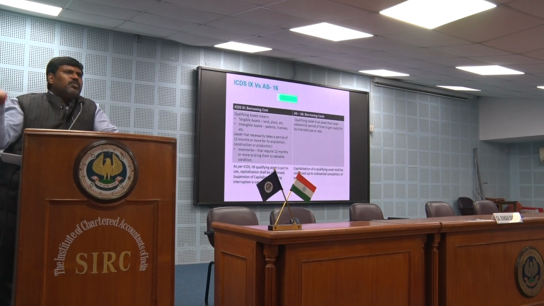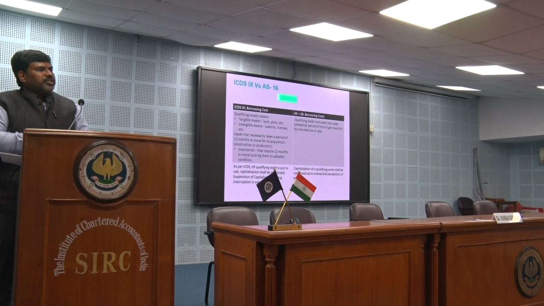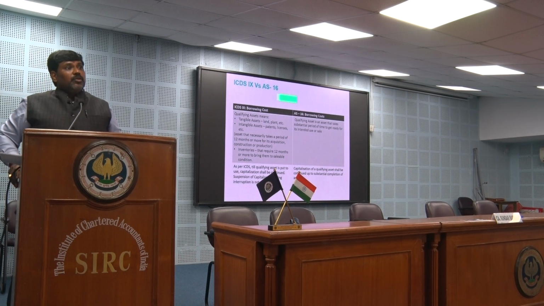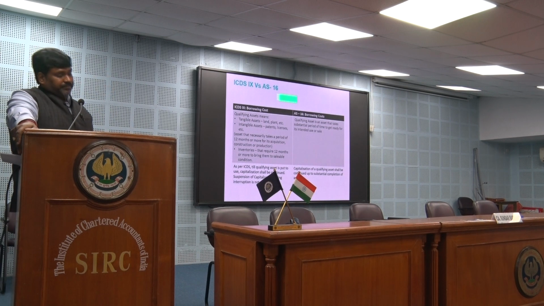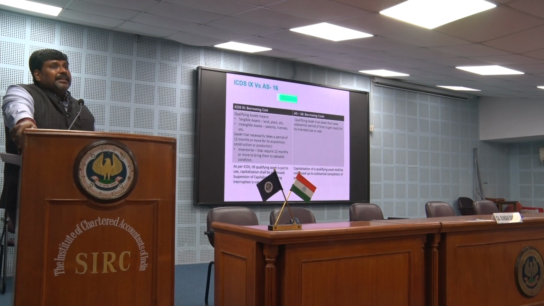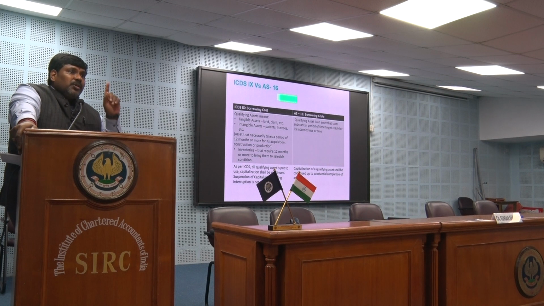So any asset which takes more than 15 months only I will capitalize, otherwise I will expense it in the P&L. That is something which is allowed as per AS 16. But ICDS is very rule specific: 12 months. You need to continue to capitalize as per your tax rules till the time the asset is actually put to use.